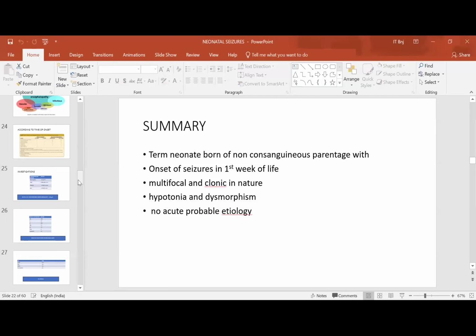Glycogen storage disorders will be ruled out. CSF glucose being normal, which glucose transport defect will be ruled out? GLUT, isn't it? GLUT1, yes, GLUT1 will be ruled out.